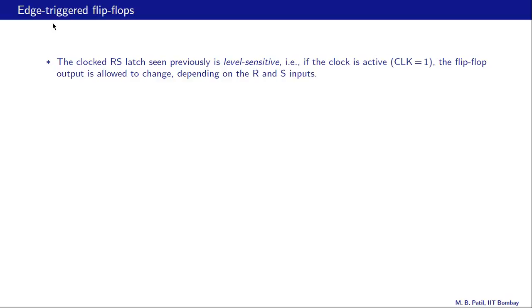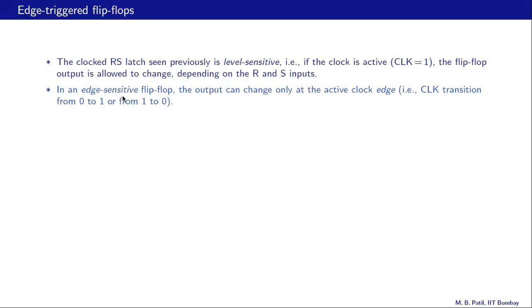Let us now talk about edge triggered flip-flops, which are very commonly used. The clocked RS latch, which we have seen earlier, is level sensitive, as we remarked earlier as well. That means its operation is sensitive to the level of the clock, whether the clock is 0 or 1. If the clock is active, clock equal to 1, the flip-flop output is allowed to change depending on the R and S inputs. If clock is 0, then Q cannot change. It continues with its earlier value. On the other hand, in an edge sensitive flip-flop, the output can change only at the active clock edge. So level equal to 0 or level equal to 1 is not sufficient. What is required is an edge, that is clock transition from either 0 to 1 or from 1 to 0.